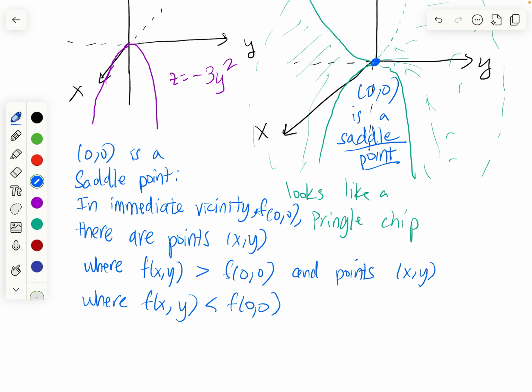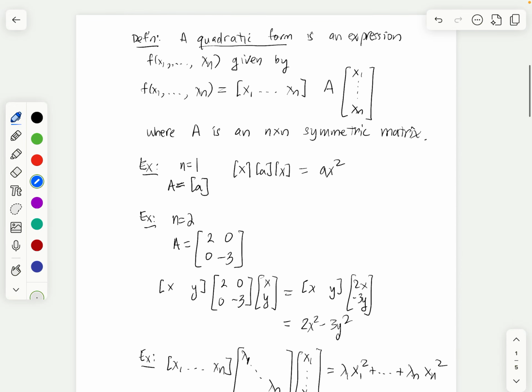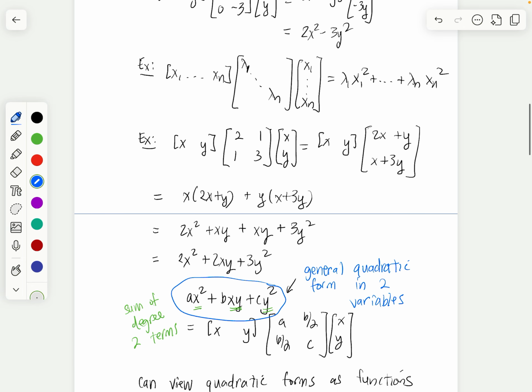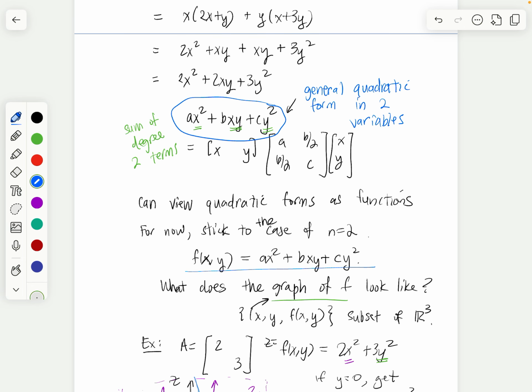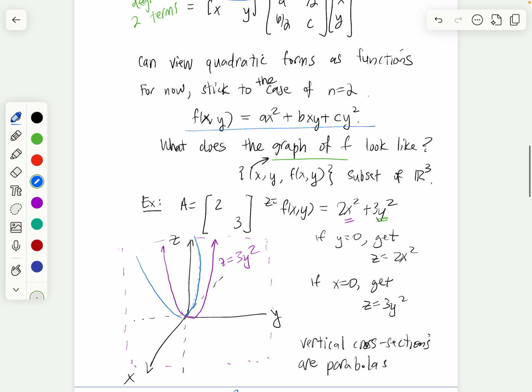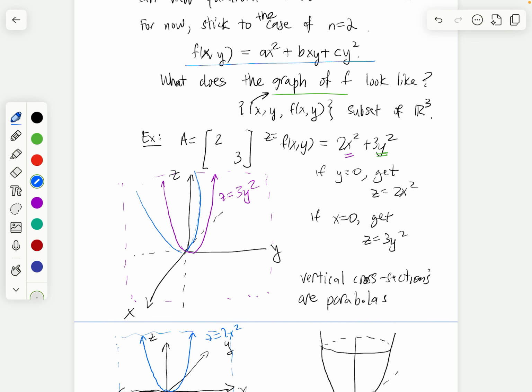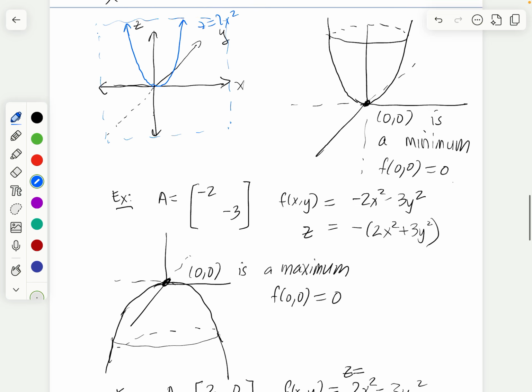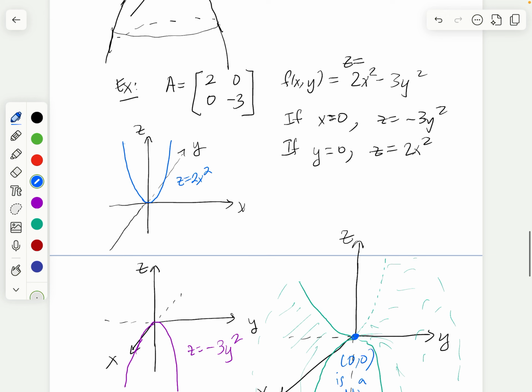So I think this video was long enough. So I think I'm going to make a separate video for the other topics. So let's just review what we did. We defined quadratic forms. We looked at some examples of quadratic forms. And then we started looking more closely at quadratic forms in two variables. And we saw that when you have a quadratic form in two variables, the point 0, 0 can be a maximum point, or it could be a minimum point, or it could be a saddle point.